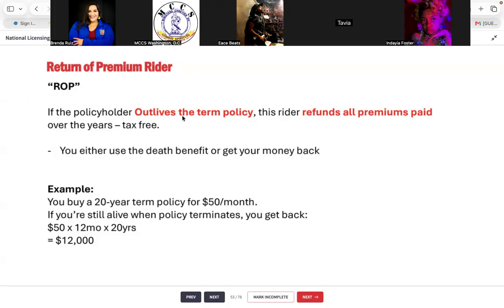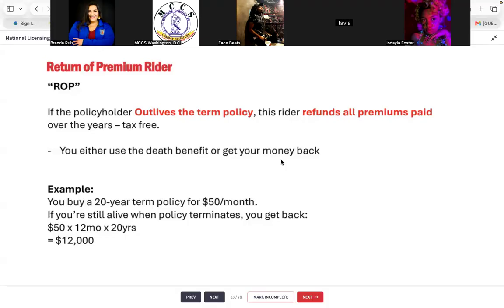So if the policyholder outlives the term policy, this rider will actually refund all of the premiums that I paid over the years tax free. I can either use the death benefit if I pass away during those 30 years, or if I don't pass away during those 30 years, I will get all of my money back. I win either way. How many people would definitely buy life insurance if they knew they were going to get a refund back? You're either going to get a refund or somebody's going to get paid out.